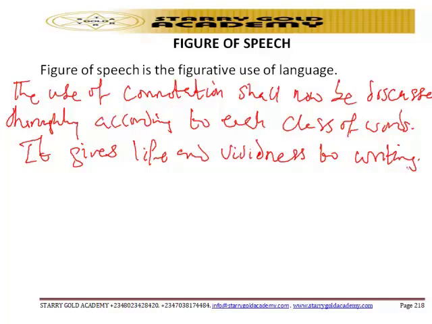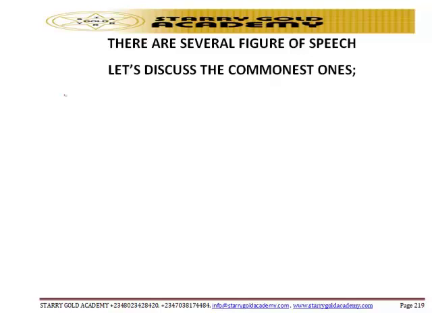So now let's not waste our time. There are several types of figure of speech, but let's focus on the commonest ones that we normally come across in our everyday examinations, because of time constraint. Are you getting it? The one most popularly known by us is simile. Let's discuss the commonest ones.